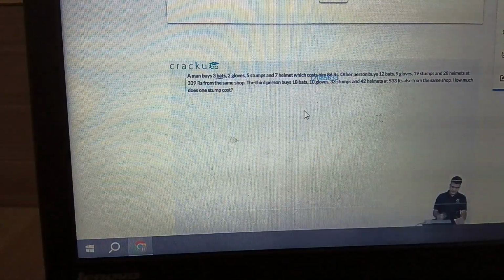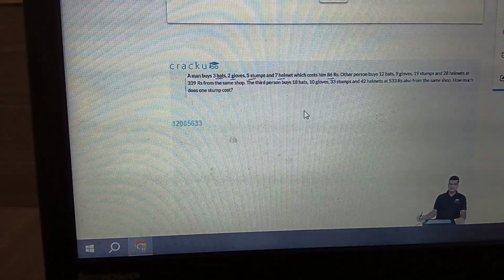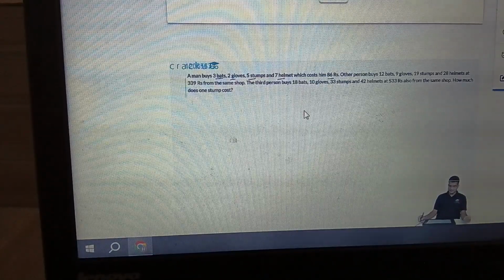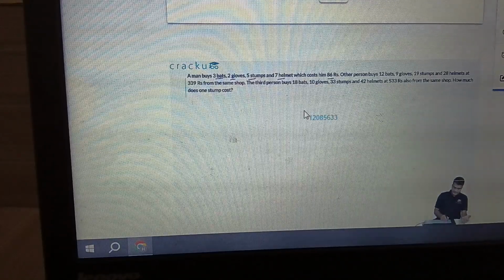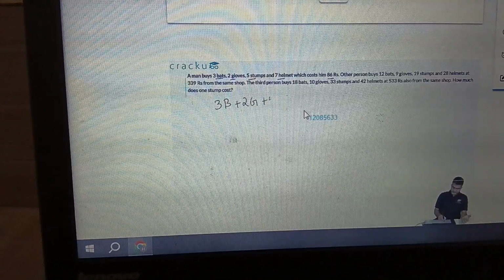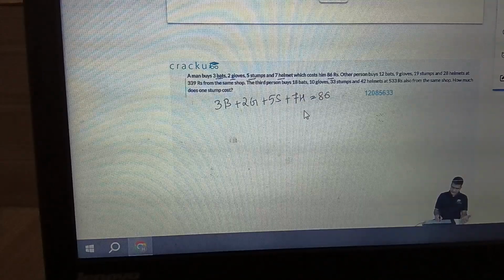We are told that a man buys 3 bats, 2 gloves, 5 stumps and 7 helmets, which cost him 86 rupees. Let us assume that the cost of a bat is B, the cost of a glove is G, the cost of a stump is S, and the cost of helmets is H. So the given equation will be 3B plus 2G plus 5S plus 7H is equal to 86. This is the first equation.